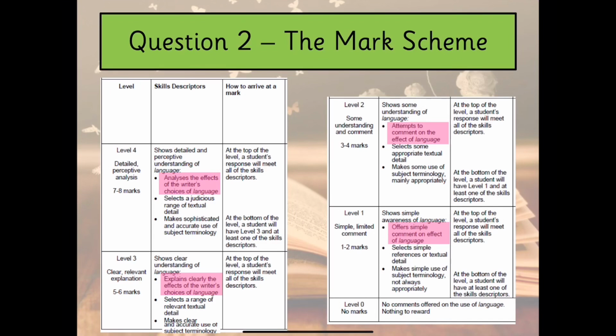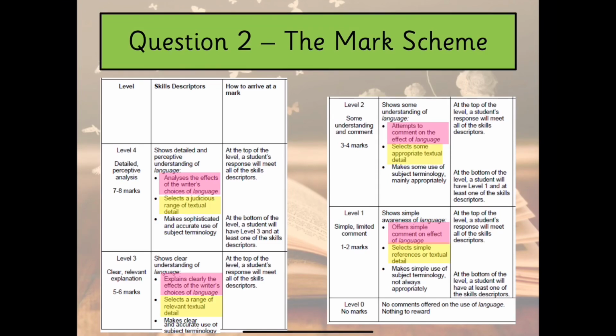So you'll notice that AO2 is split into 3 sub-skills, and you'll see I've just highlighted all of the top bullet points for each level in pink there, because it's looking at the same thing. So pink is any comments on the effect of the language. So anything where the students are commenting on what the language makes the reader think or feel, that's what I'm going to be looking for and highlighting in pink.